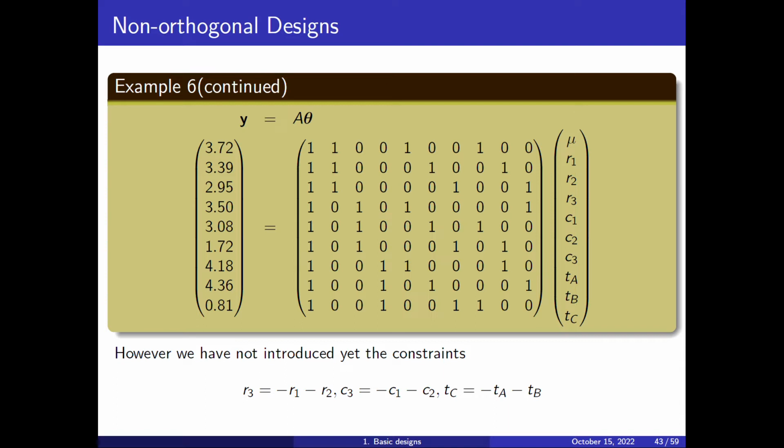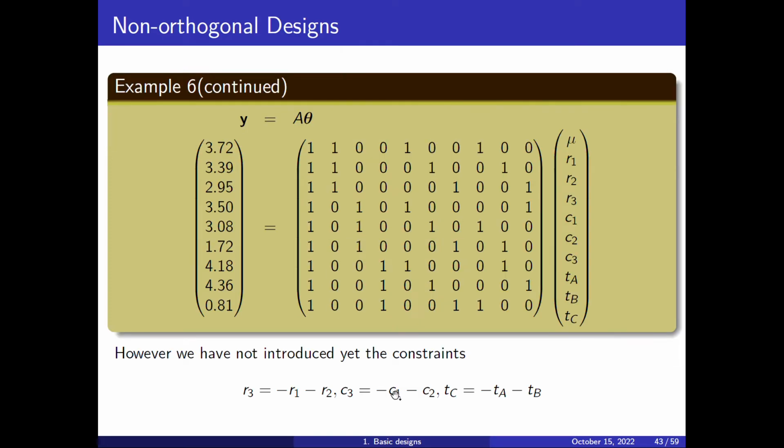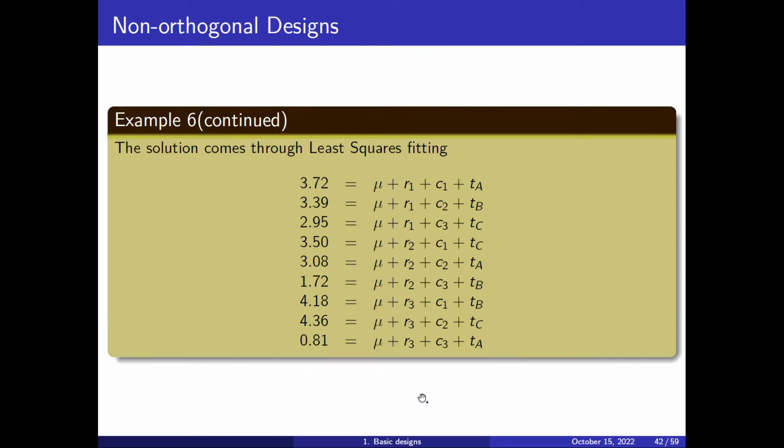So we know that we don't need to estimate R3, because if you give me R1 and R2, I can calculate R3 as this thing, because the addition of the three has to be 0. And the same happens with column 3 and with the treatment C. So I can eliminate. Whenever I have column 3, for instance, instead of column 3, I can write this thing, minus C1 minus C2, and the same for all the others that disappear, so TC or R3.